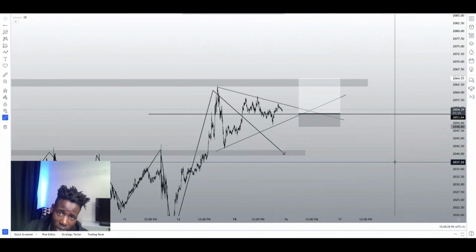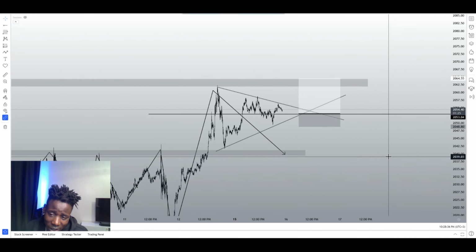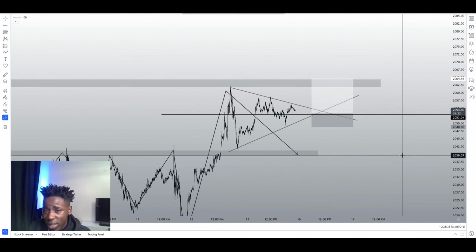So remember, trading is all about risk reward, and it is a game of probabilities. That's why we put a stop loss. That's why we manage the risk, because it is a probability game. You need to risk something in order to get something.